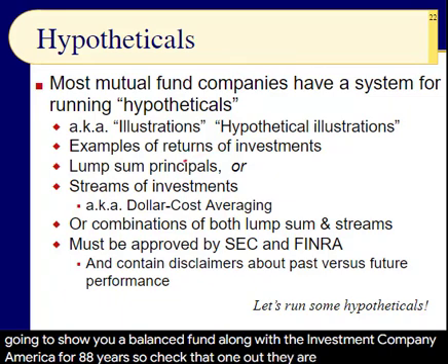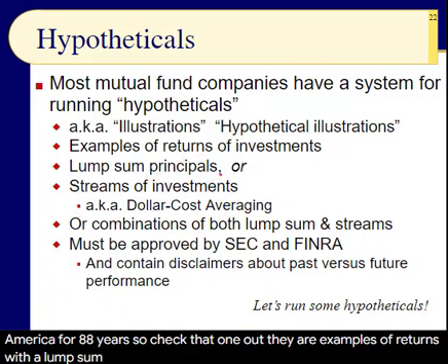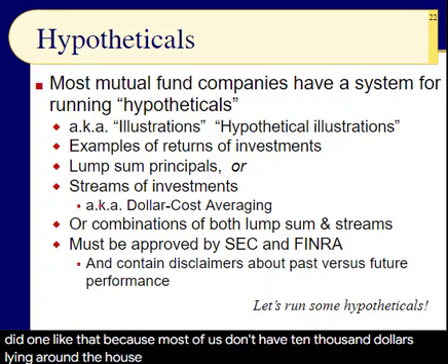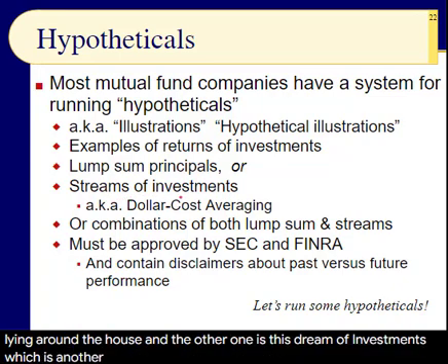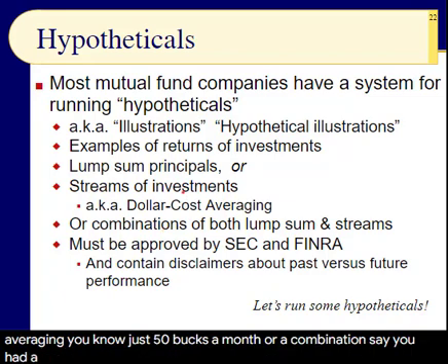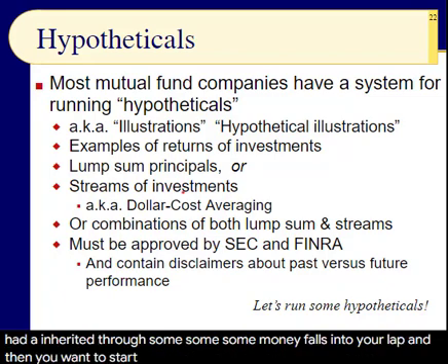They are examples of returns with a lump sum principal. The default is $10,000. We only did one like that because most of us don't have $10,000 lying around the house. The other one is the stream of investments, dollar cost averaging, just $50 a month, or a combination. Say you had an inheritance or some money that falls into your lap, and then you want to start. So I've got $5,000. Let's put it in there and start putting in $100 a month.